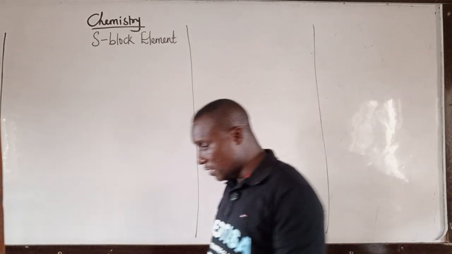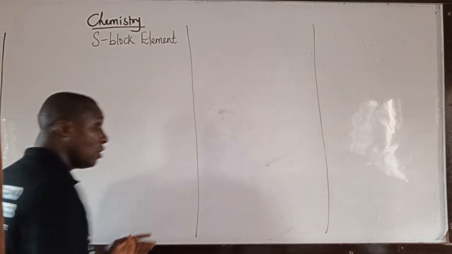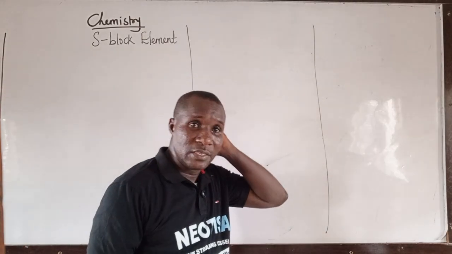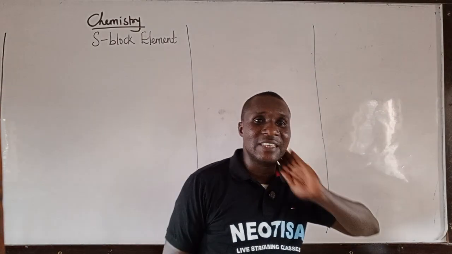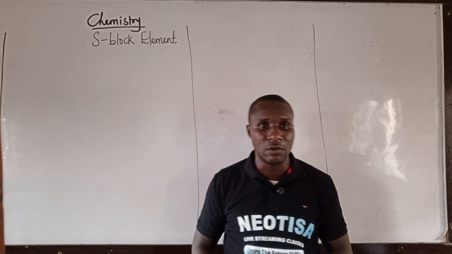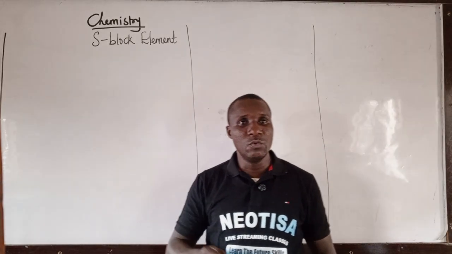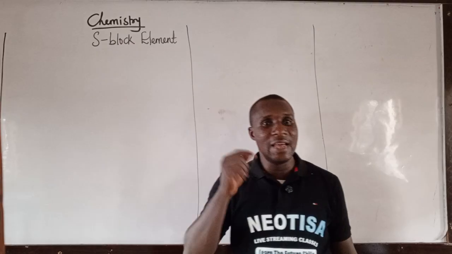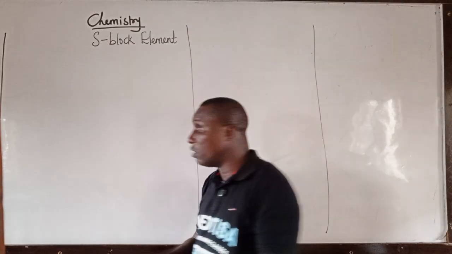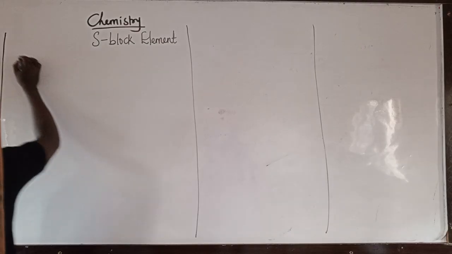S block element. What is the meaning of S block element? These are elements that have their last electron entered in the S subshell, elements in which their last electron enters the S subshell or S orbital. Let me write it down.